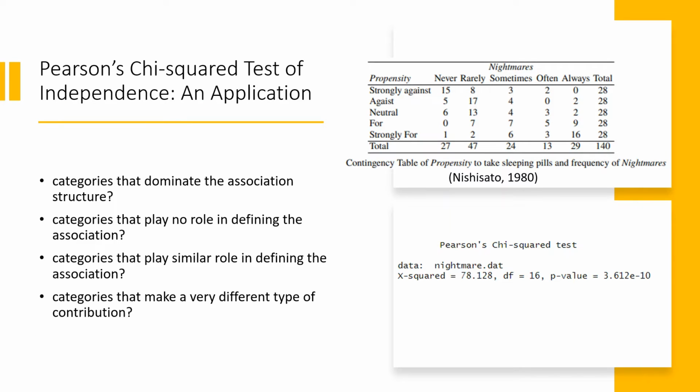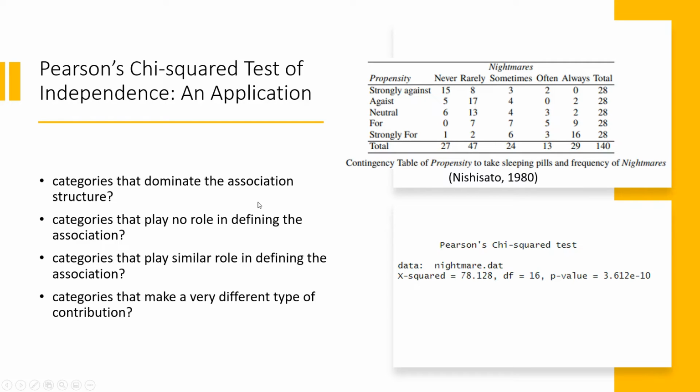Let's start off by looking at an example. 140 random subjects were classified into different categories depending on their use of sleeping pills and were surveyed how often they get nightmares in their sleep. The Pearson chi-squared test of independence showed a chi-squared statistic of 78 with 16 degrees of freedom, which resulted in a p-value very close to 0. We know that this means we can conclude there is a statistically significant association between taking sleeping pills and having nightmares. What we can't find out from doing this test is how each category contributes to the association.